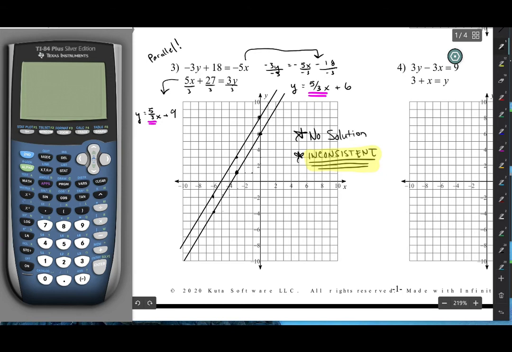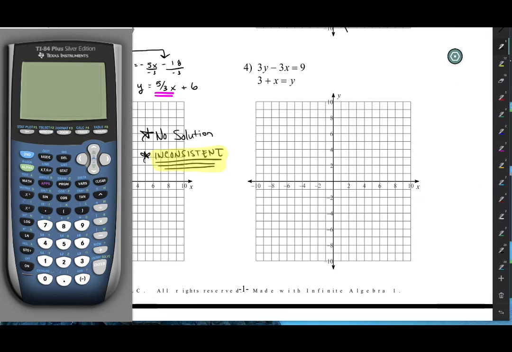And let's look at what the last type would be if it's a dependent system. So again, solve for things, make them something you're comfortable with. 3y equals positive 3x plus 9. And if we divide by 3, that just means it's x plus 3. And notice it's written a little differently. But hey, these two equations are exactly the same. Okay, y equals x plus 3. 3 plus x equals y.